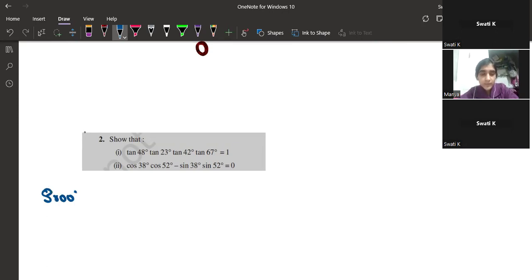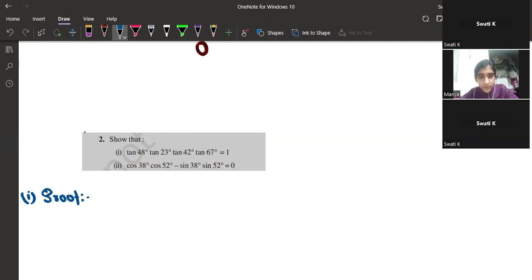Proof. It's a proof because it is saying show that, right? So can you read the question first? Tan 48 degree, tan 23 degree. What do you think is the sign between all these things? Multiplication. Very good.